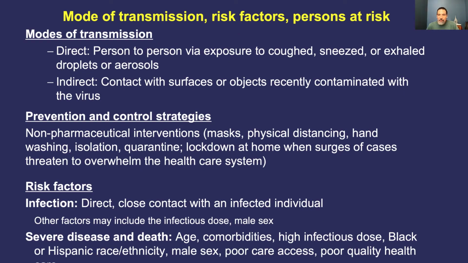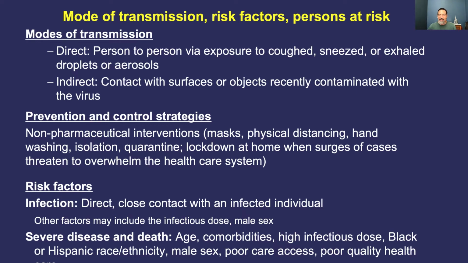SARS-CoV-2 is transmitted by both direct and indirect modes of transmission. Specifically, direct person-to-person transmission can occur through exposure to coughs, sneezes, exhaled droplets, or aerosols of an infected person. Indirect transmission can occur via contact with surfaces or objects recently contaminated with the virus via droplets or aerosols.